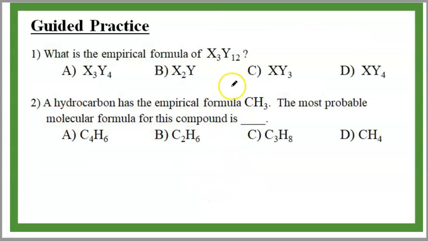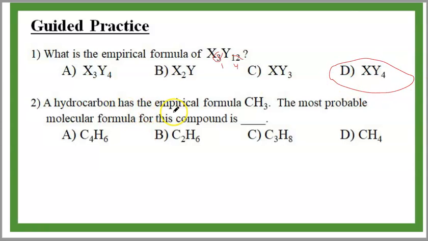All right, next one, it says, what is the empirical formula of X3Y12? And so I'm going to take this 3, they can both be divided by 3, which would give me 1, and 12 divided by 3 would give me a 4. So I will pick choice D.